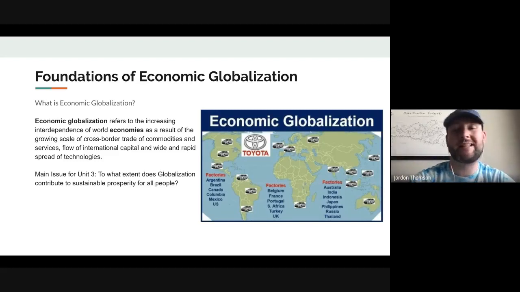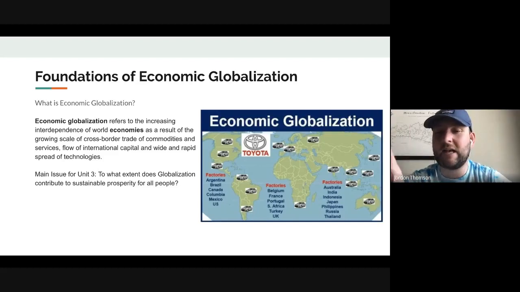So flow of capital, that's the money being passed from the United States to Mexico to Brazil, all over the place. And then that spread of new technology. If you look at my example right here, you can see this is Toyota. Look at where all these different factories are. They have multiple factories around the world, right? But they all run under that same product, Toyota. This is a prime example of economic globalization because you have the same transnational company that has now spread itself all the way across the world, being built in different places, right?